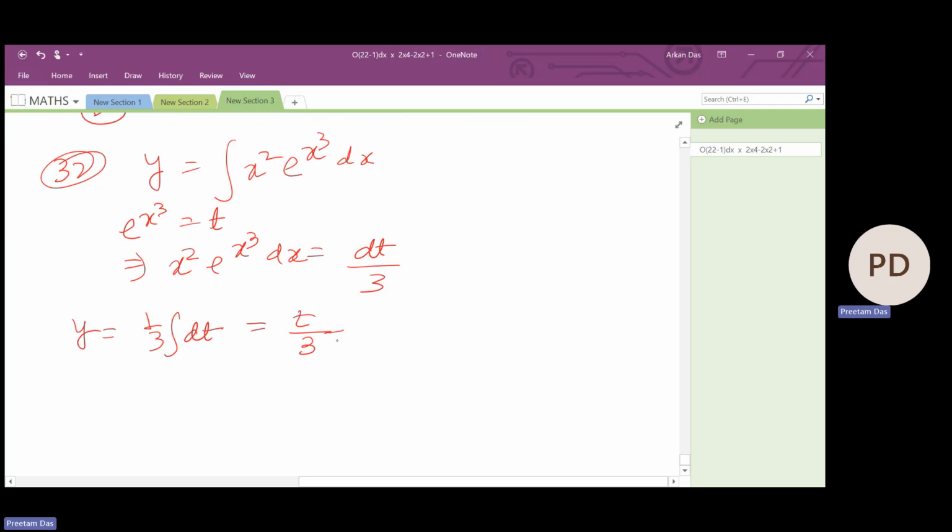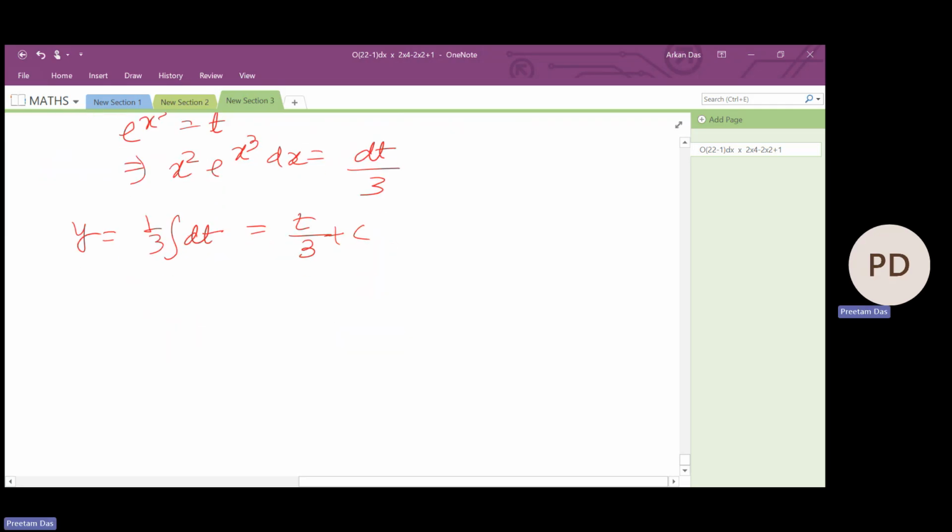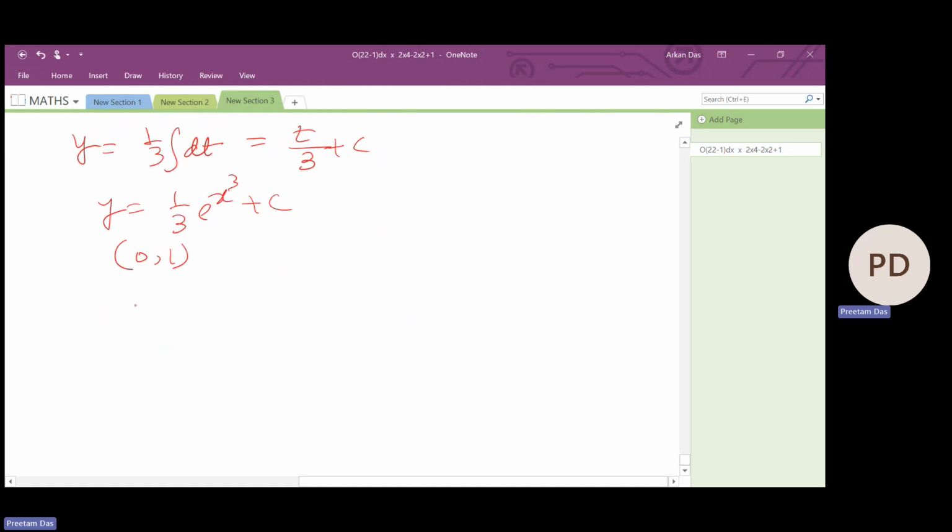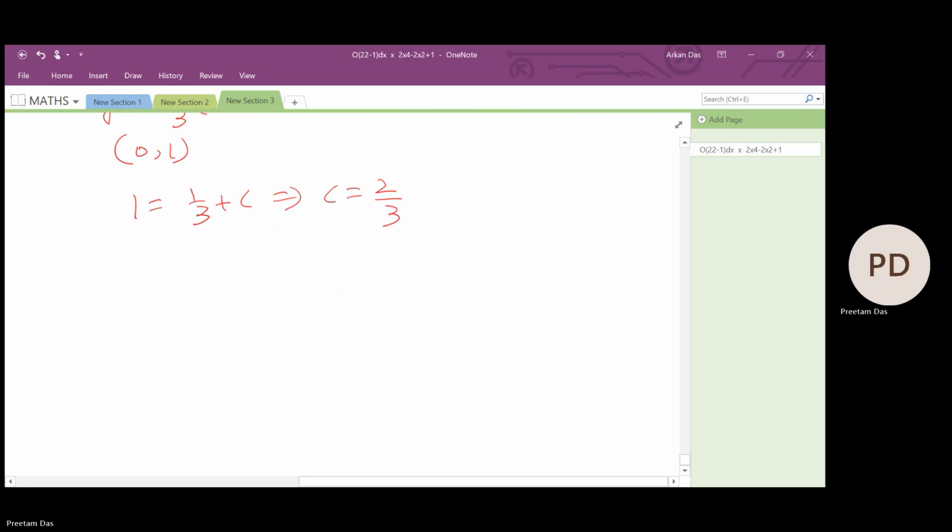y is 1 by 3 e raised to x cube plus c. It passes through the point (0, 1), so 1 will be 1 over 3 plus c. So c will be 2 by 3.